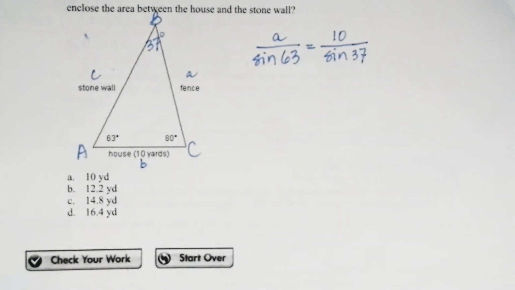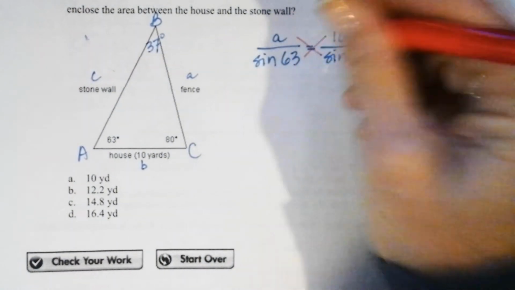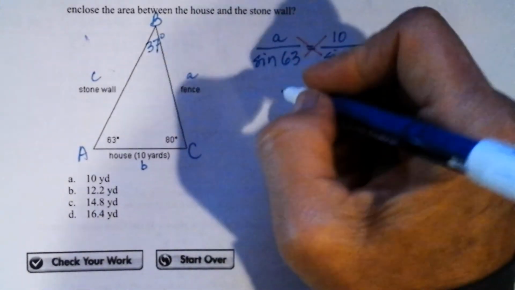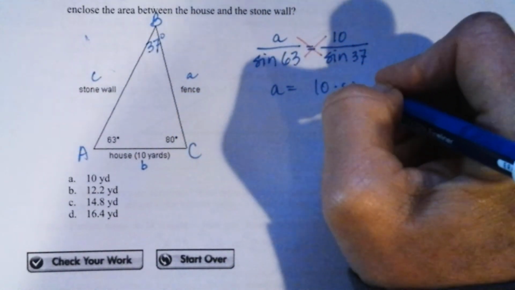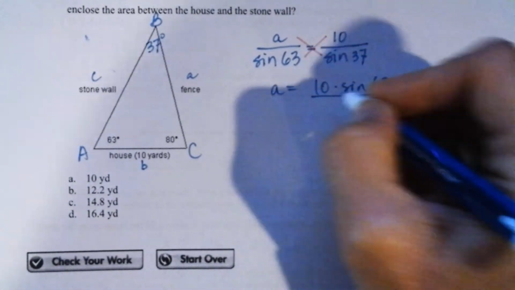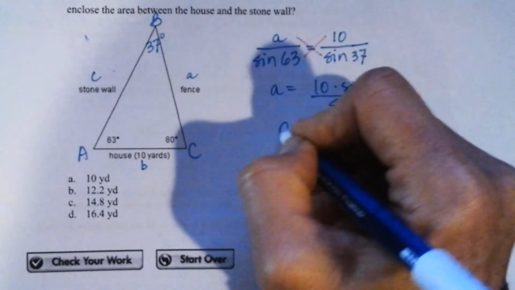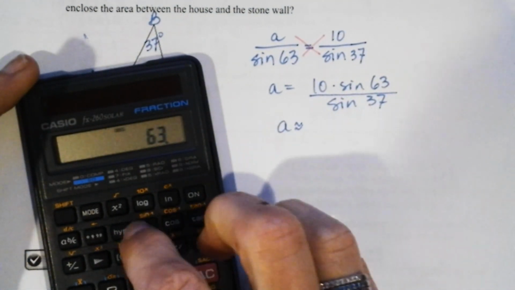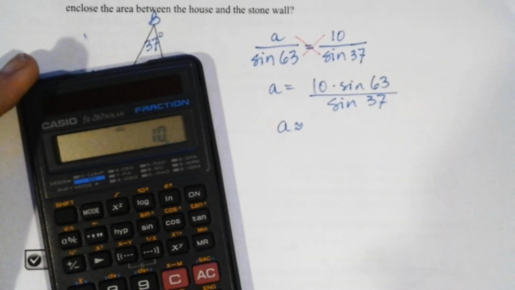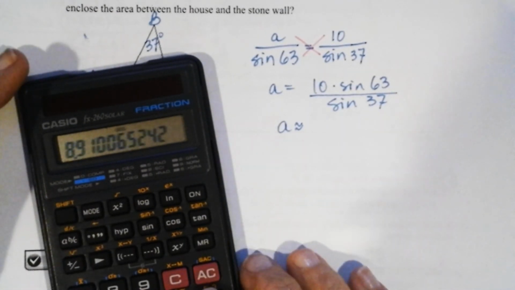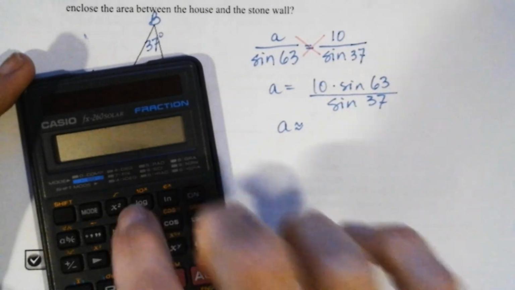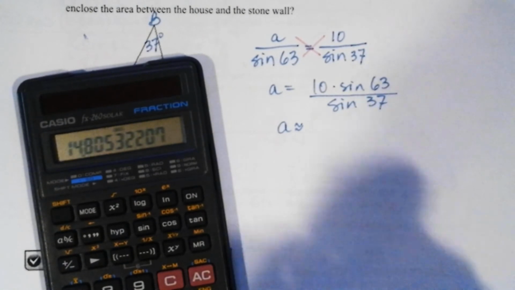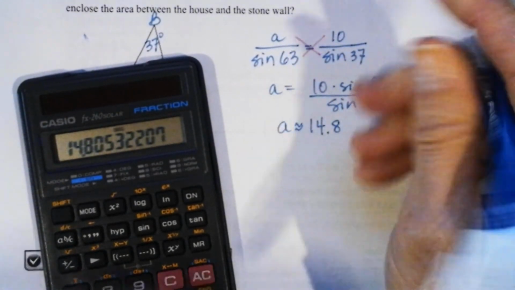We can solve for that. So you do the cross product. You get A equals 10 times the sine of 63 divided by the sine of 37. That's calculator work. So 63 sine times 10 is 8.9 something. Then you divide it by 37 sine, and you get 14.8. And so I'm going to put A as 14.8.